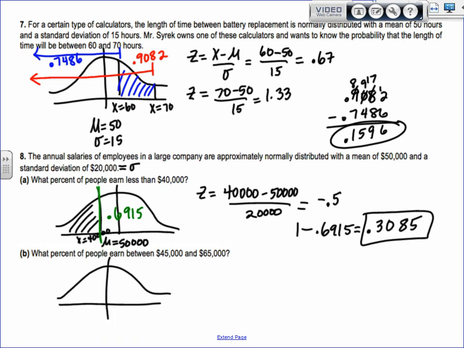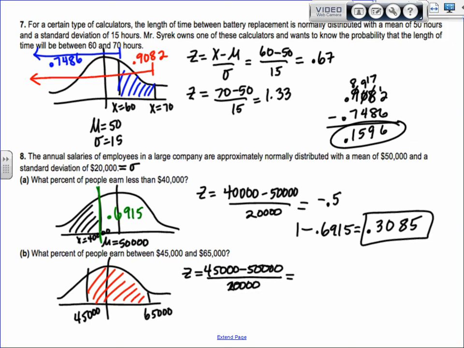All right, so this one's saying, well, what percent of people earn between 45,000 and 65,000? Okay, so this is going to be one where you need the tails. So we haven't done one like this today. We did it in the last lecture. But we're going to need to find these little tails here. Okay, so let's first change these to z-scores. So I get z equals 45,000 minus 50,000, divided by 20,000. So I get negative 5,000 over 20,000, so negative 0.25 for the first z-score.